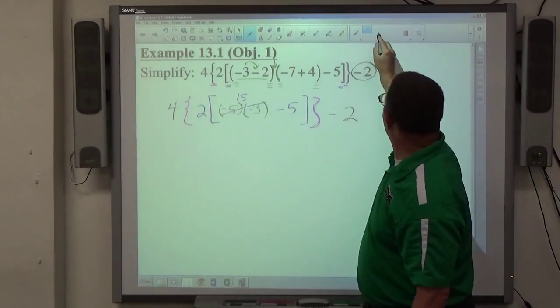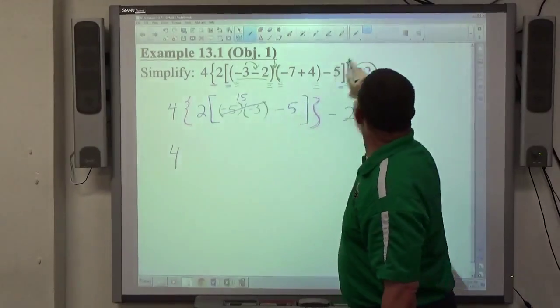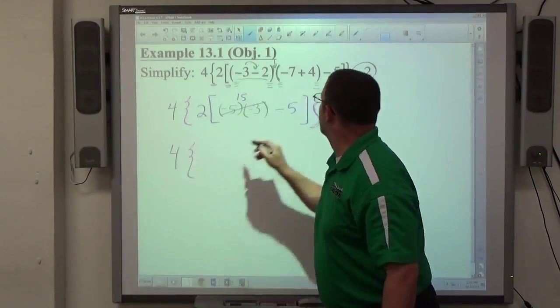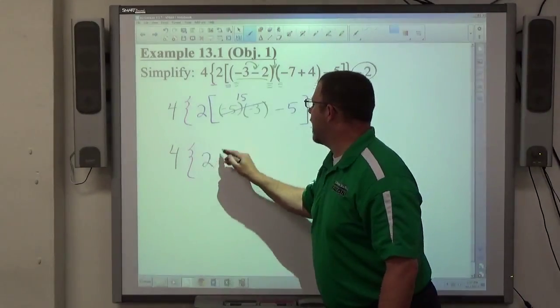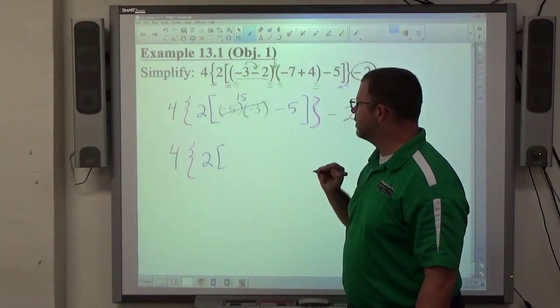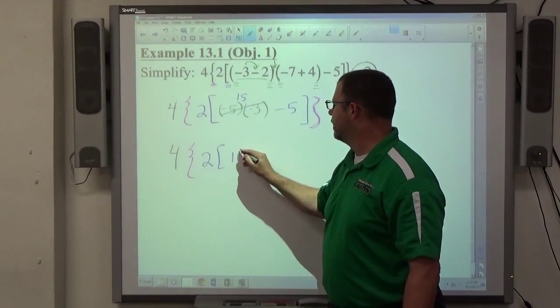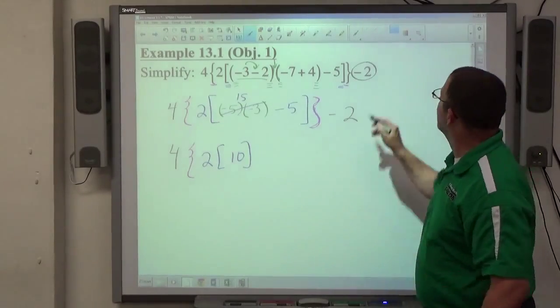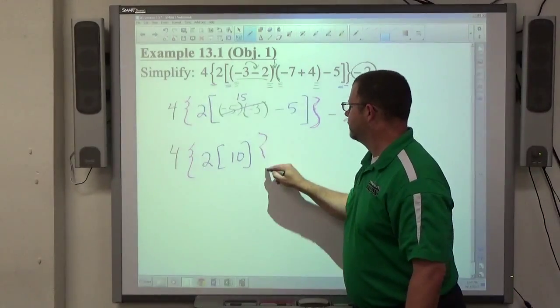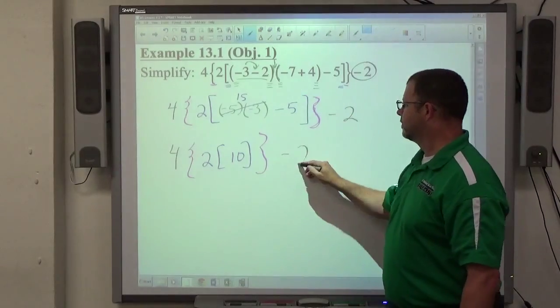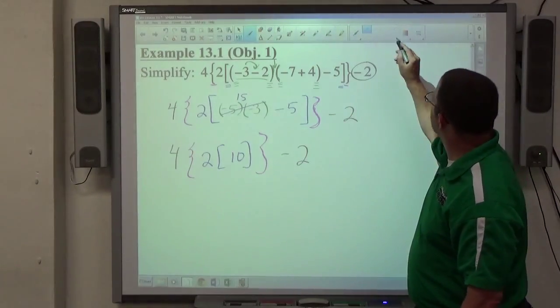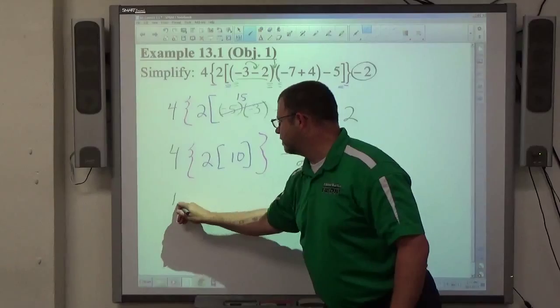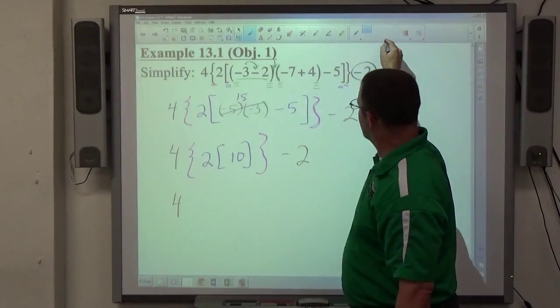So now I get to the point where it's 4, beginning brace, 2, beginning bracket. What's 15 minus 5? 10. Subtraction because the signs are different, and positive because 15 is bigger than 5. End brace, and then -2. That is pretty, isn't it? All right, next. I've got 4. What's 2 times 10? 20.